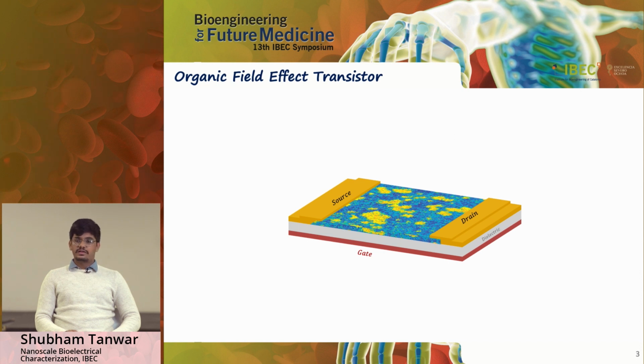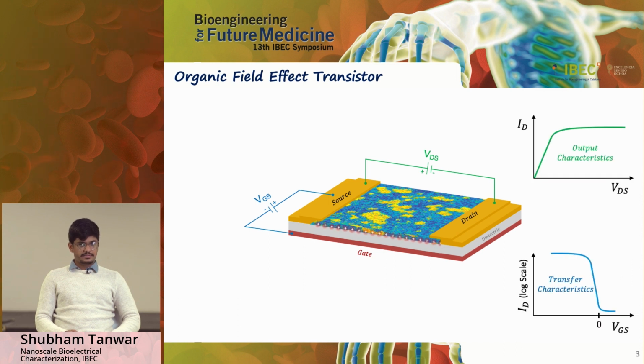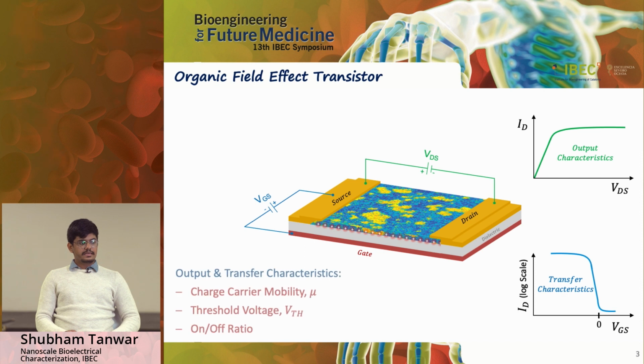Here, the charge carriers can be injected into the material with the help of the gate voltage and can be driven across the device with the help of the drain voltage, giving us its output and transfer characteristics. From these characteristics, charge carrier mobility, threshold voltage, and on and off ratios can be extracted, which are the macroscale parameters, but they don't give us the nanoscale properties.